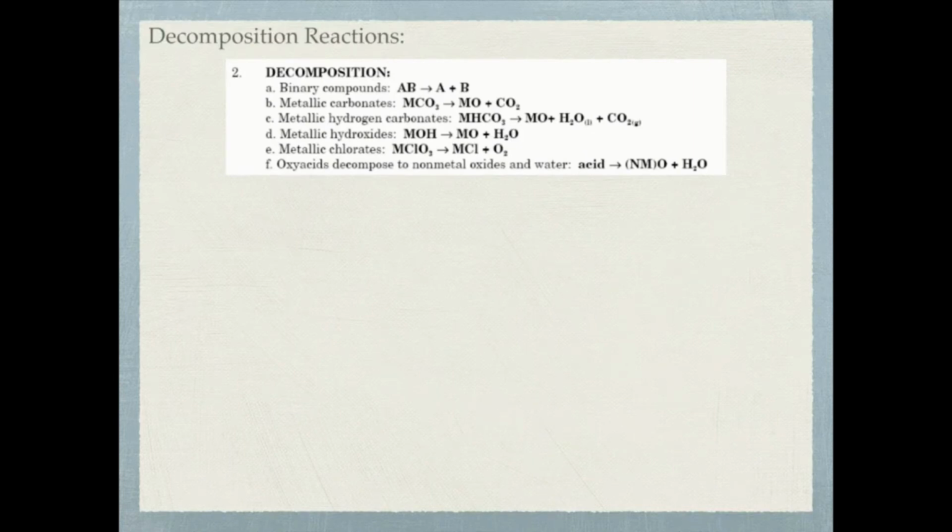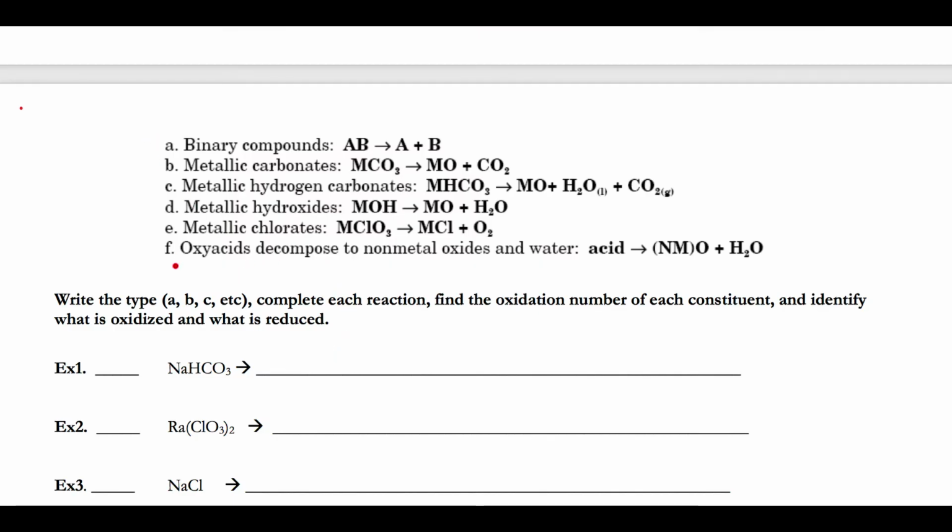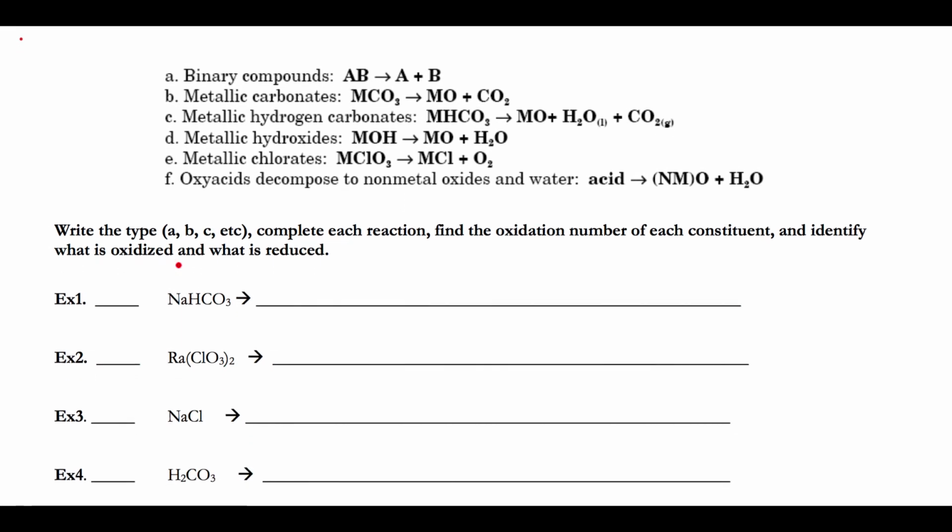And so what I want you to do right now is highlight the compounds for which you're going to need to cross your charges. So MCO3 for 2B you should highlight, because if you're going to create that compound, you need to cross your charges. MO, highlight. MHCO3 in 2C, highlight. MO, highlight. MOH in 2D, highlight. MO, highlight. MClO3, highlight. MCl, highlight. So those are the ones that when you're trying to create the compounds, you need to cross your charges. All right, so I just went through all 6 of these different types of decomposition reactions.